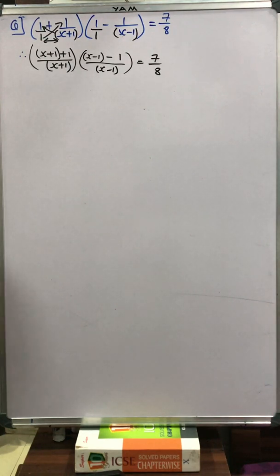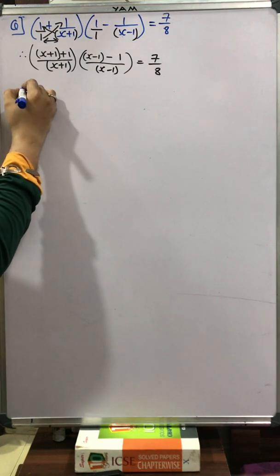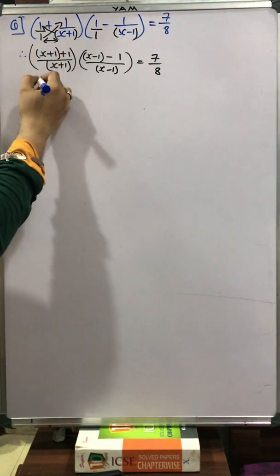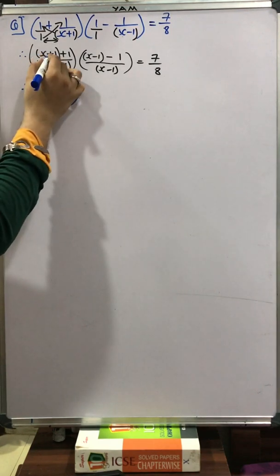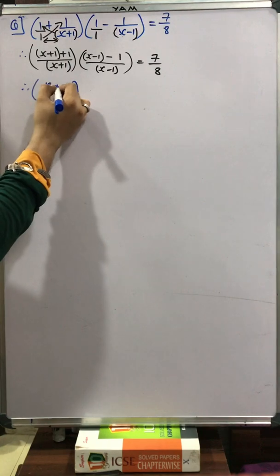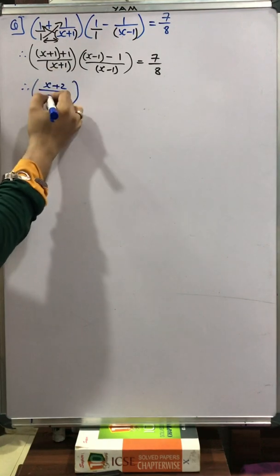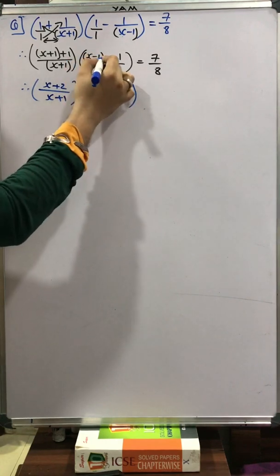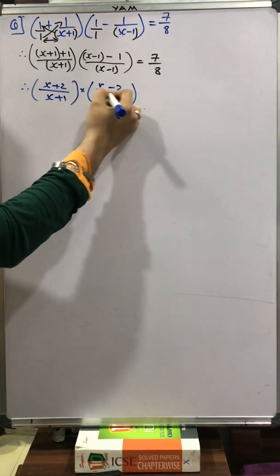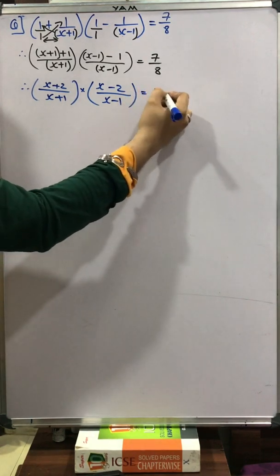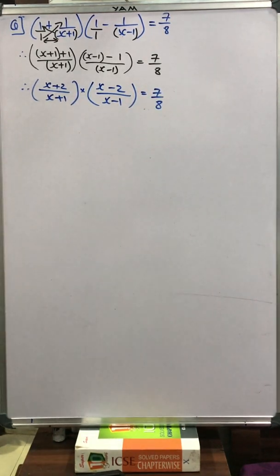Okay, now the next step, students. If we see here, let's first open up the brackets. तो ये x plus 1 जब ब्रैकेट ओपन हो जाएगा तो ये 1 plus 1 2 हो जाएगा, तो ये हो जाएगा x plus 2 अपॉन नीचे एज इट इज x प्लस 1 है, मल्टीप्लाइड विथ x माइनस वन, तो ये हो जाएगा x माइनस 2 अपॉन नीचे है x माइनस 1 इज इक्वल टू 7 अपॉन 8.